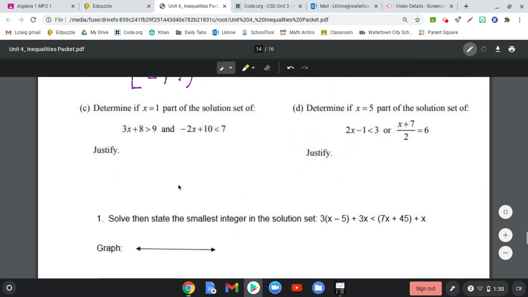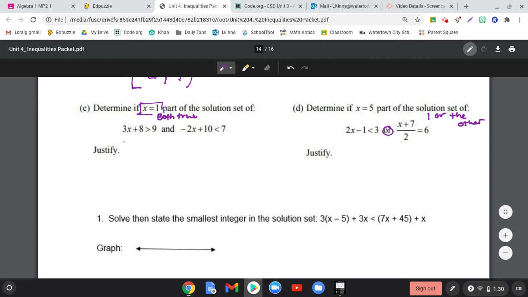All right, part C and D, a little bit different. It wants to know if these are true. Remember, with and, both parts have to be true. With or, one or the other needs to be true. So let's, if x equals 1, figure out if it would make this whole thing true.